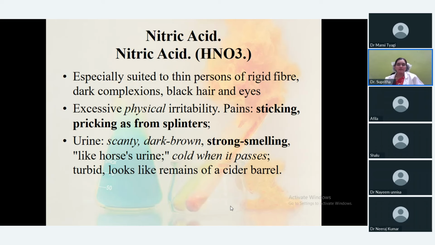Then it is also indicated for ulcers where the slightest touch bleeds, or in the mouth. When there are aphthous ulcers, the slightest touch causes bleeding. Coming to the urine, horse-like smell, strong horse urine smell is present in nitric acid. Urine is cold when it is passed. Then turbid, looks like remains of a cider barrel. So this is about nitric acid.